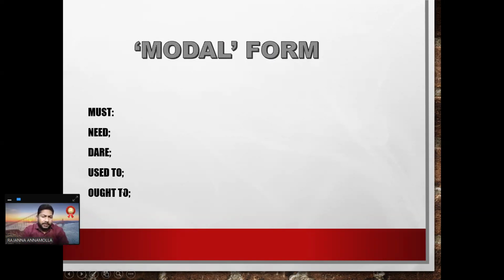So past habits. So ought to is used to talk about moral responsibility. You ought to respect your parents. You ought to obey your teachers. So like this.